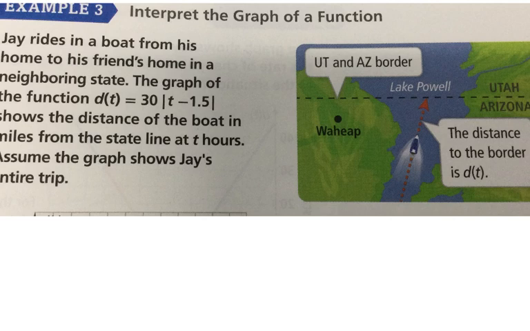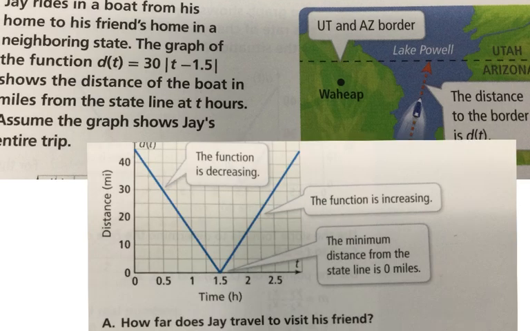Now, let's look at this question. It says, Jay rides in a boat from his home to his friend's home in a neighboring state. The graph of the function, d of t, which is equal to 30 times t minus 1.5, shows the distance of the boat in miles from the state line at t hours. Assume the graph shows Jay's entire trip. Okay, so here's the graph. They give me the graph.